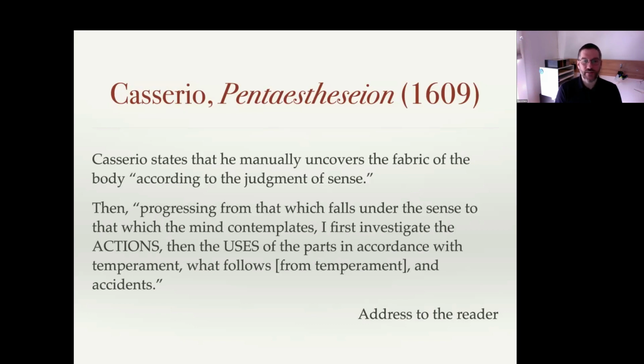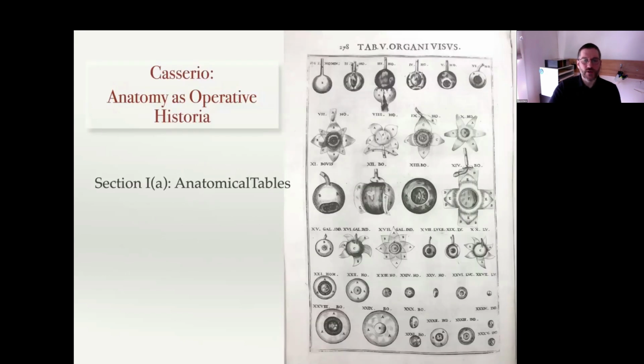And then he says, progressing from that which falls under sense to that which the mind contemplates, I first investigate the actions, then the uses of the parts in accordance with temperament and what follows from temperament and accidents. So here, just reduplicating what he said earlier. So what does it look like in his actual anatomy of the eye in the Pentasthesian? Well, he first gives anatomical tables before his account of the Historia.